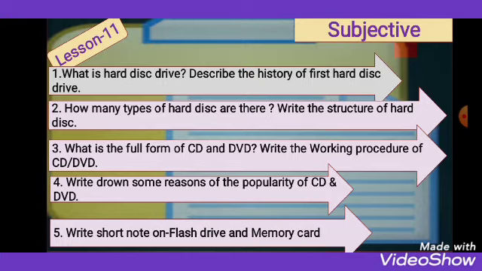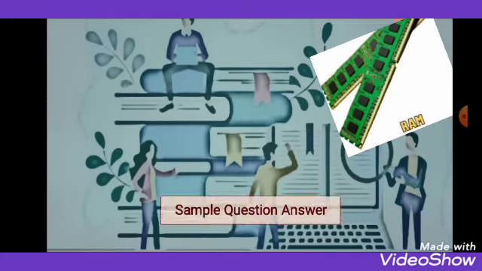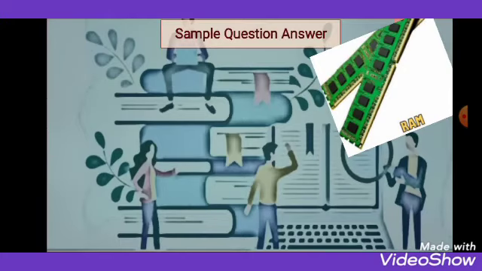And here is another question: write a short note on flash drive and memory card. Both are secondary memory. So you will write here about the flash drive, that is the pen drive, when it first came to market and what facilities we get. And for the memory card you will also write the same way, point-wise. Whenever you write an answer in points, you will get good marks. Now I will show some simple question answers that help you get good marks.